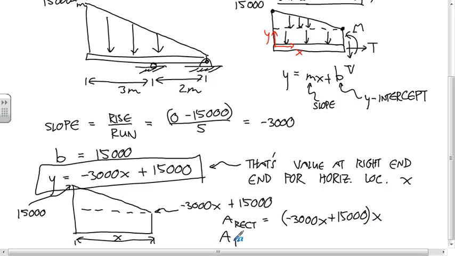And the area of the triangle is, well, what's the height of this triangle? It's 15,000 minus negative 3,000x plus 15,000. And so you end up with just 3,000x times the width divided by 2.